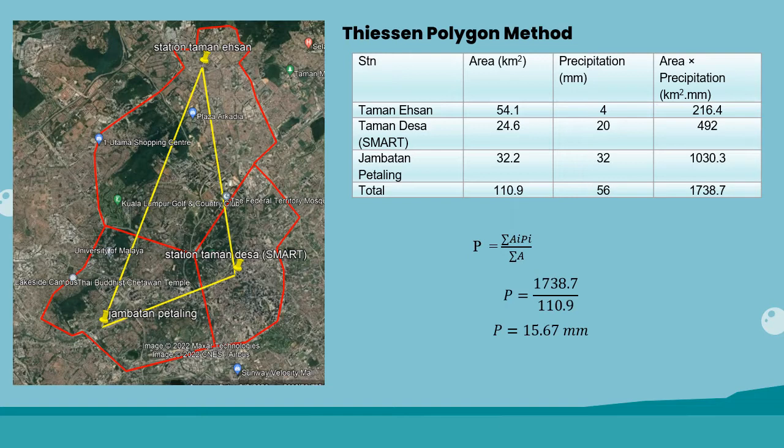The formula for the Thyssen polygon method is P equals the summation of Ai times Pi over the summation of A, and we will get P equals 15.67 mm.